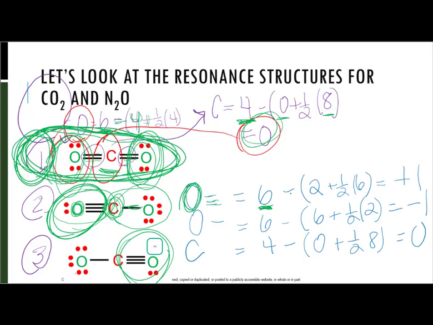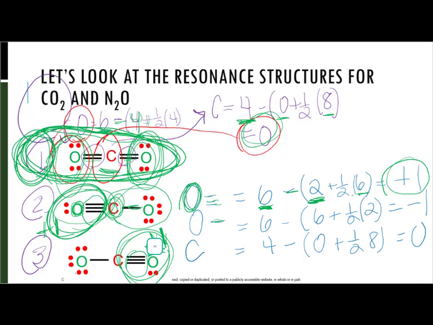Oxygen has 6 valence electrons. Each of these oxygens with the triple bond has just 2 electrons in lone pairs, so each of those oxygens has 2 in lone pair plus 1/2 of 6 that are in bonds. Each one of those triple bonds is 6 electrons, so half of 6 is 3, plus 2 is 5. 6 minus 5 is a positive 1. And on both of these oxygens I would have a positive 1 formal charge where the oxygen is triple bonded to the carbon.